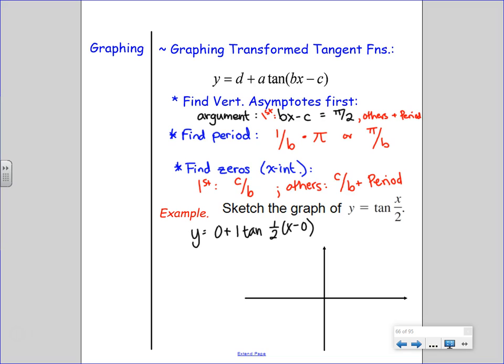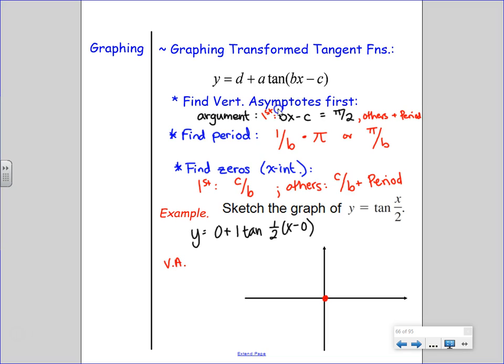Or actually, if you want to start, where's my first point? Where's my first 0? Well, who's c over b? So let's put a point there. But now, if I want to put in a vertical asymptote, I need to find him next, right? So I have a point, but I don't know how wide or how narrow to make my tangent. So let's find our vertical asymptote.